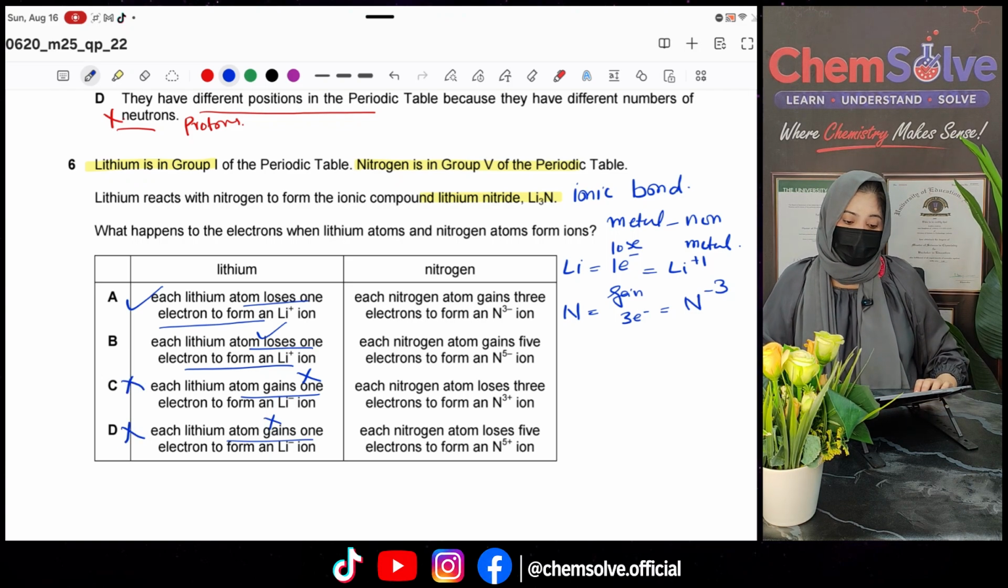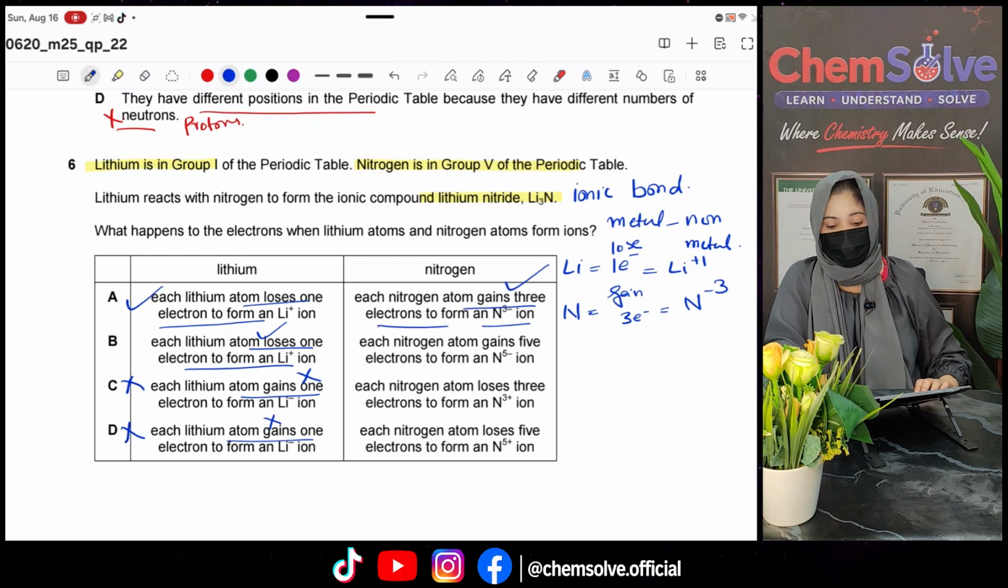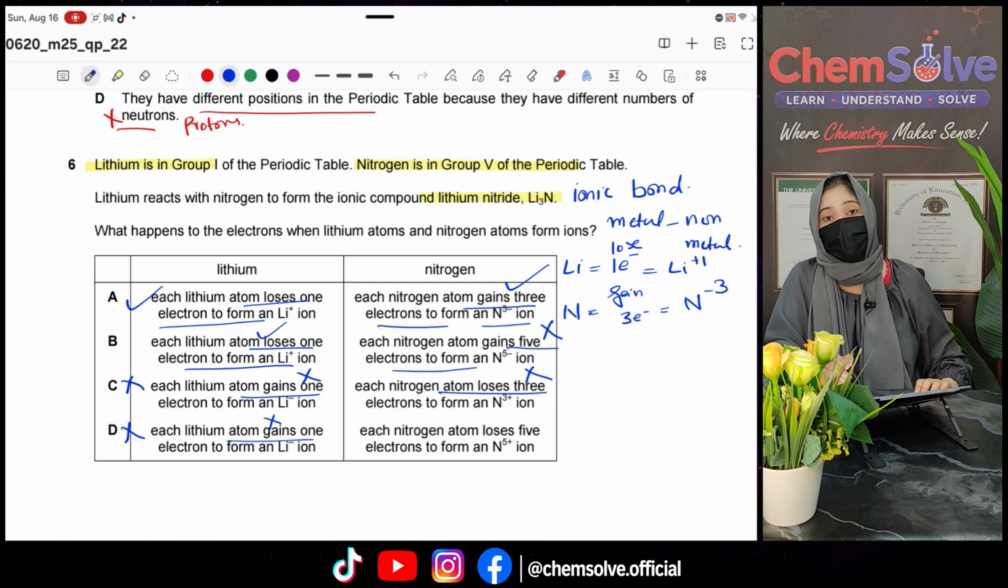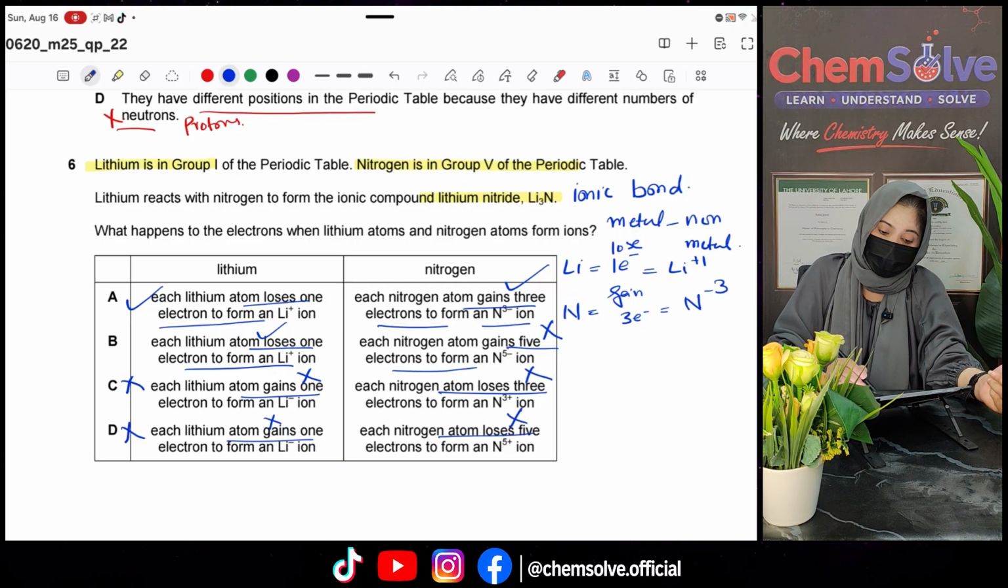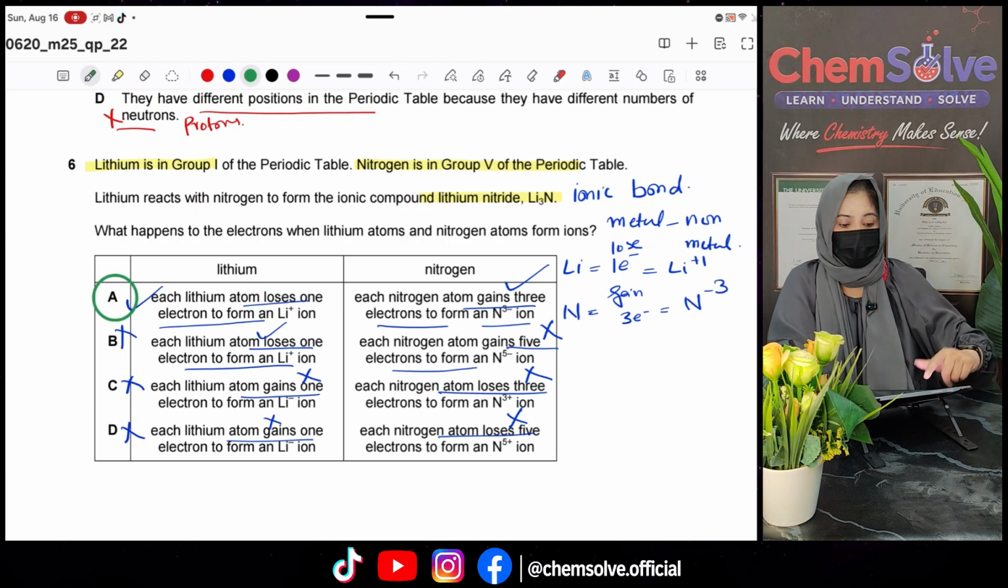Okay, look at the other column. Each nitrogen atom gains 3 electrons to form N minus 3. Yes, we just discussed that it will gain 3 electrons and form N minus 3. Each nitrogen atom gains 5 electrons? No, it will gain 3 electrons only. Each nitrogen atom loses? No, nitrogen is a non-metal. It will gain electrons instead. It will not lose electrons. So losing electrons is wrong. That's why the correct answer for this question is A with both the ticks.